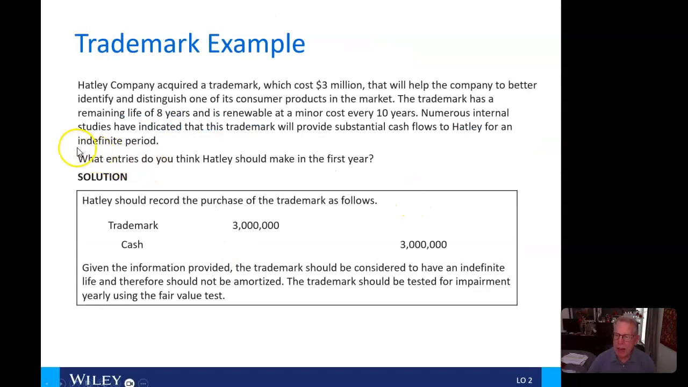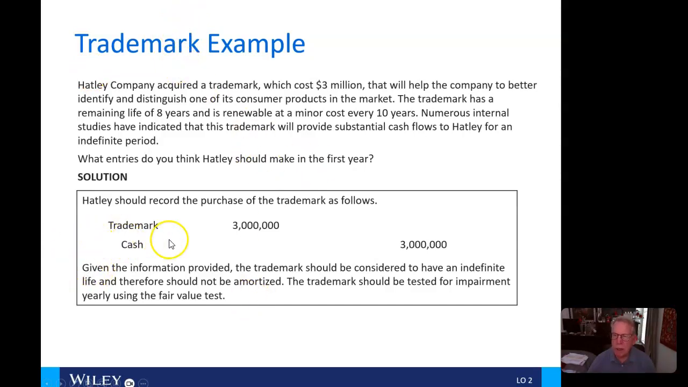An example would be the Acctg company. It acquires a trademark that costs them $3 million that helps the company to better identify and distinguish one of its consumer products in the market. The trademark has a remaining life of 8 years and is renewable at a minor cost every 10 years. Numerous internal studies have indicated that this trademark will provide substantial cash flows to Acctg for an indefinite period. What entry should it make in its first year?